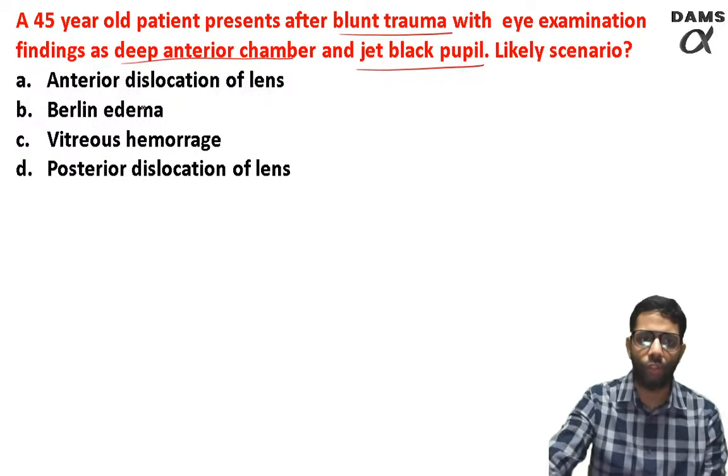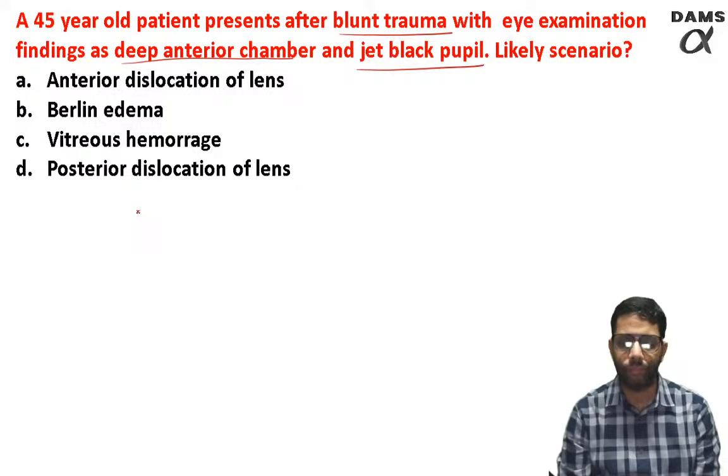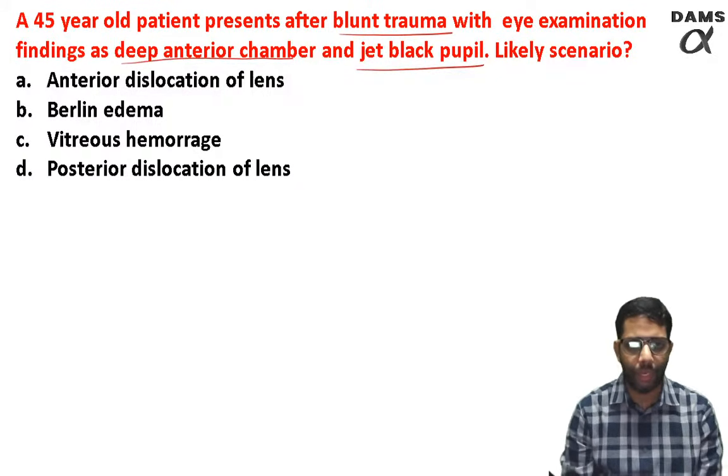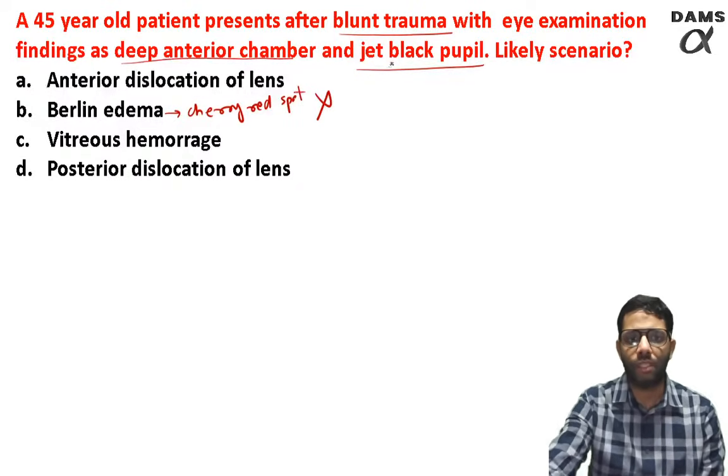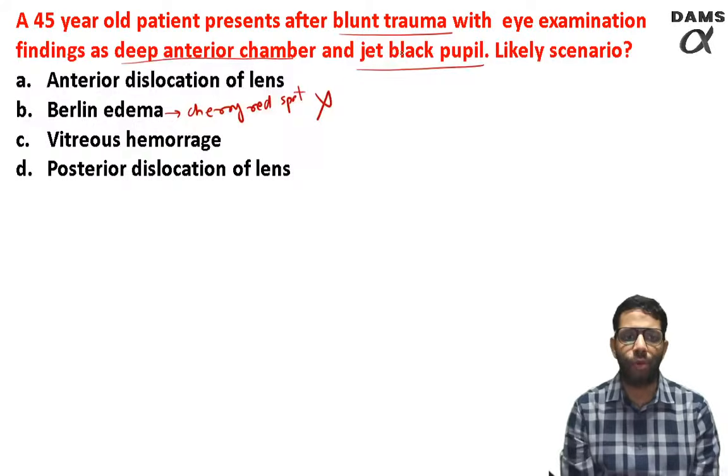Blunt trauma can lead to all of the following, true or false? True. It can cause the lens to go anterior, posterior, yes. It can cause Berlin's edema. Berlin's edema can cause a cherry red spot, ganglionic layer edema. But that is not the answer because it is not leading to a jet black pupil and deep anterior chamber.